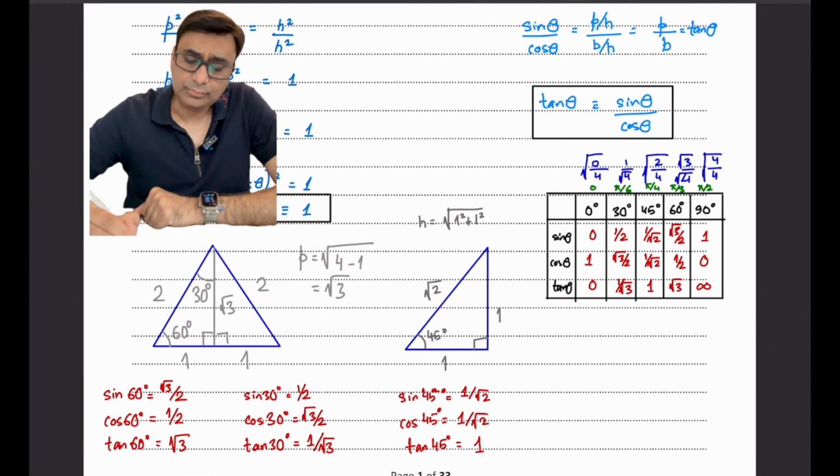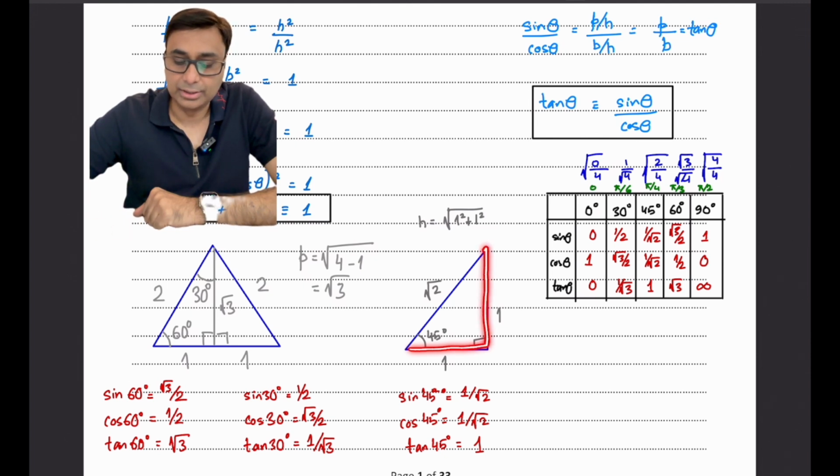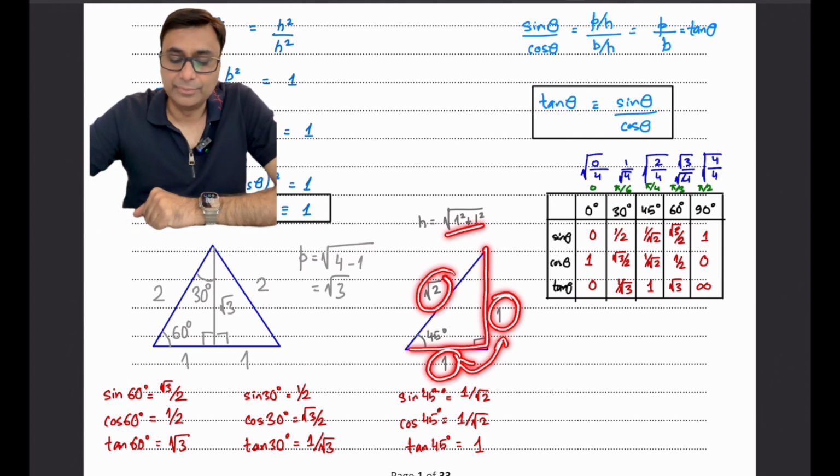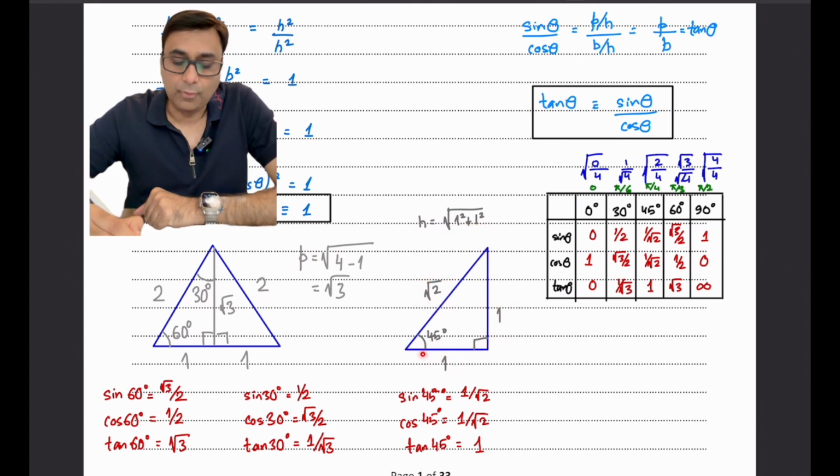Similarly, if you want to find out the trigonometric ratios of 45 degree angles, what we can do is consider an isosceles triangle whose vertical side and horizontal side are both equal to 1. To find out its hypotenuse, I can apply the Pythagoras theorem, which is under root 1 square plus 1 square, that simplifies to under root 2. Now I can find all trigonometric ratios for this one.